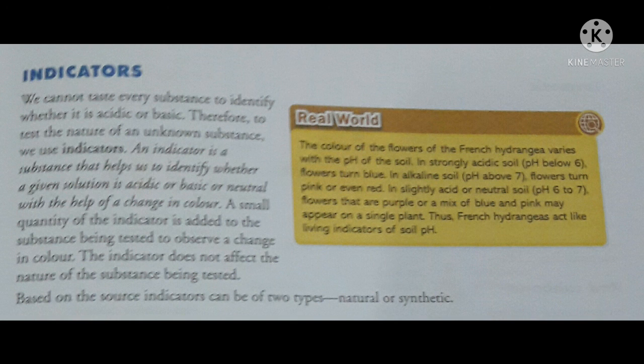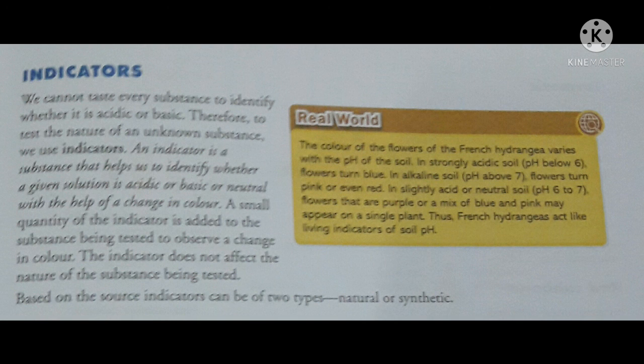Now come to the real world. The color of the flowers of the French hydrangea varies with the pH of the soil. In strongly acidic soil, that is pH below 6, flowers turn blue. In alkaline soil, pH above 7, flowers turn pink or even red.